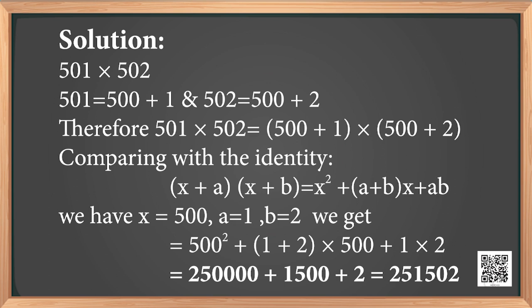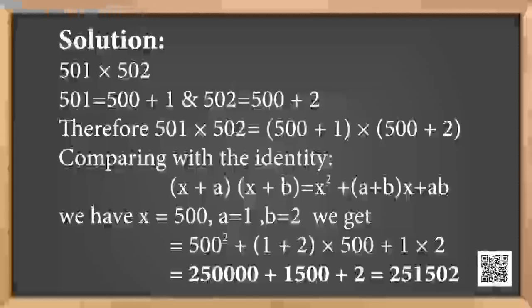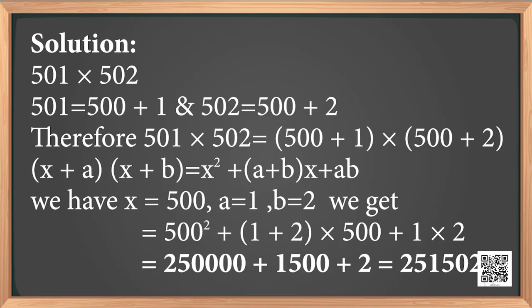By comparing with the identity (x+a)(x+b) = x² + (a+b)x + ab, we have x is equal to 500, a is equal to 1, b is equal to 2, and we substitute the values of x, a, b in the identity. We get 501 × 502 is equal to 500² + (1+2) × 500 + 1 × 2, that is equal to 250,000 + 1500 + 2, that is equal to 251,502.